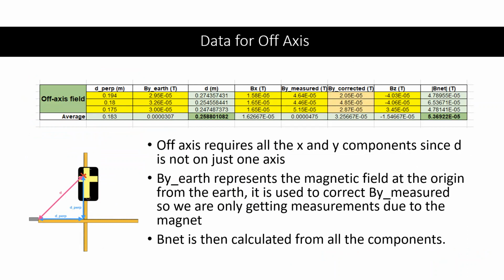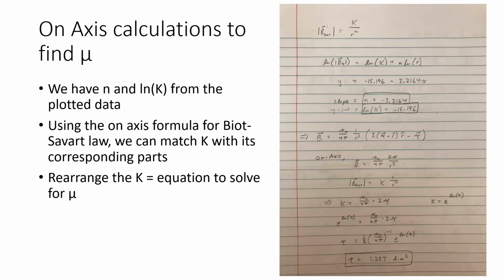So for the off-axis data, we were going to do something a little different. The x and y components are both going to be acting on the magnetic field, not just the x-axis, because we're now off of a single axis. B y Earth represents the magnetic field at the origin, and we're going to use that to correct B measured, so we're only getting measurements due to the magnet. And then we use the x and y components to find B net, which is calculated from all of those components.